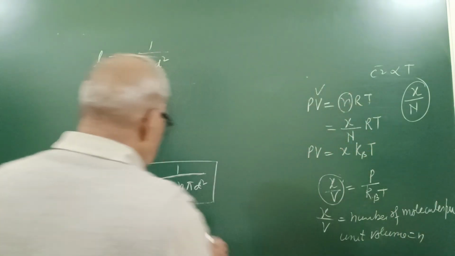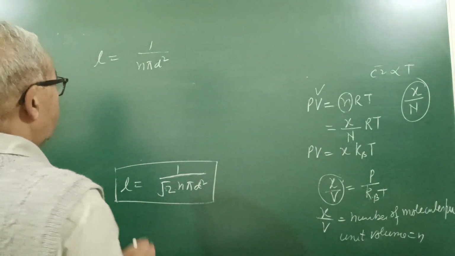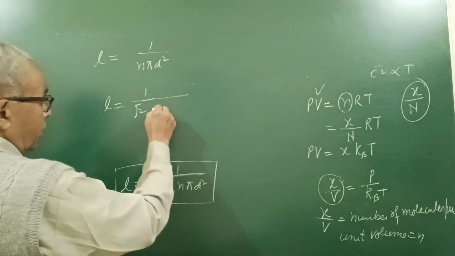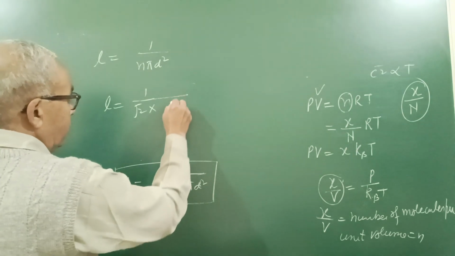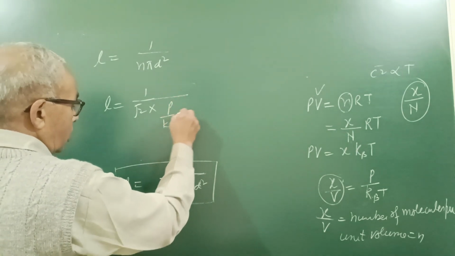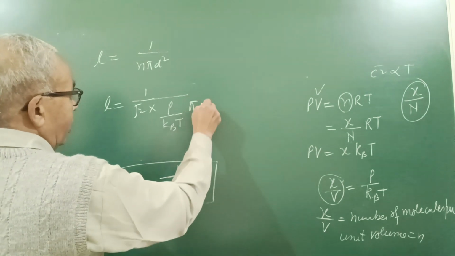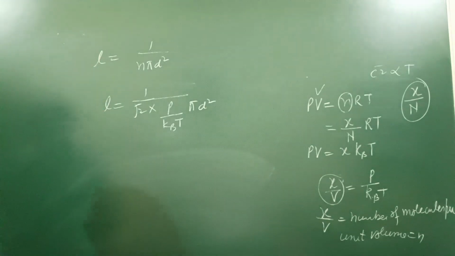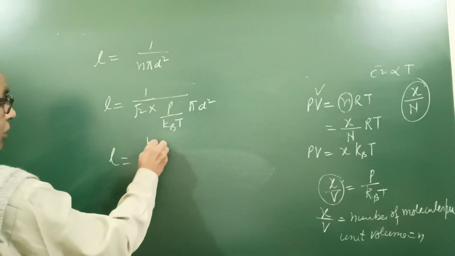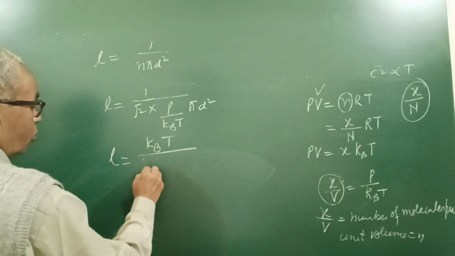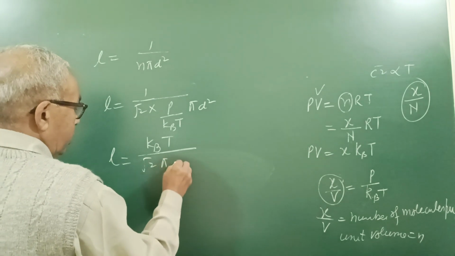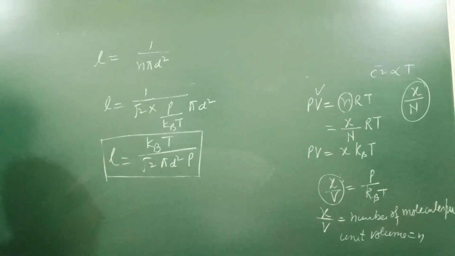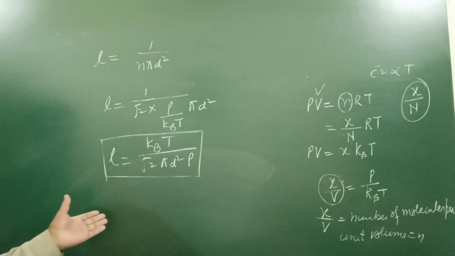Again, putting this value of n here, we get L equal to 1 upon root 2 into P upon kBT into pi d square, or L equals kBT upon root 2 pi d square into P. This is also an expression on which a question can be given.